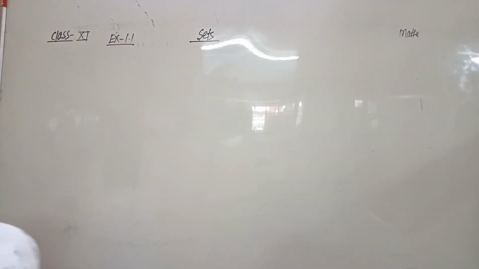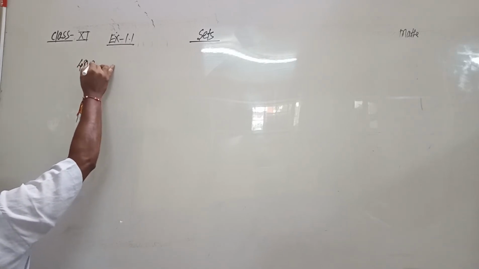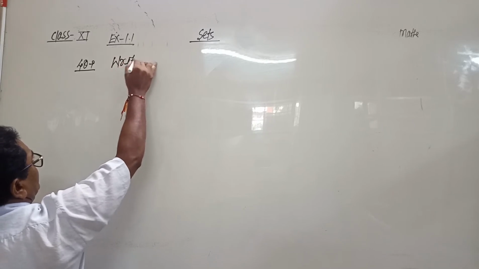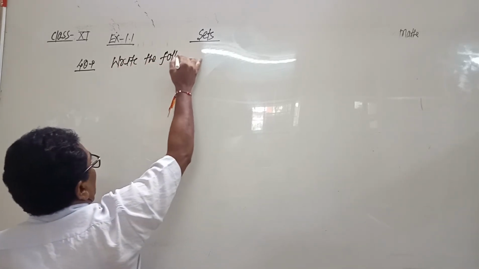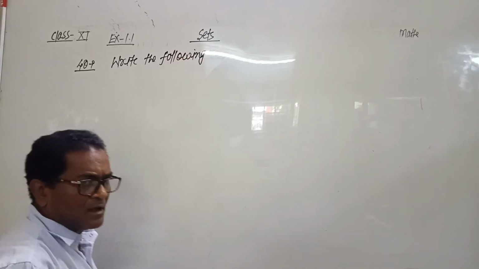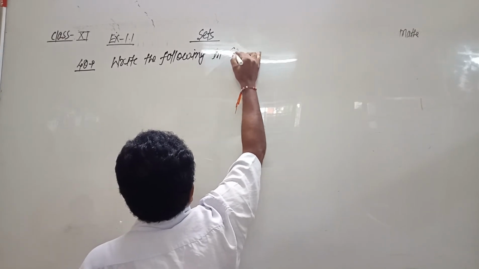Now the next is question number 4. Write the following sets in set builder form.